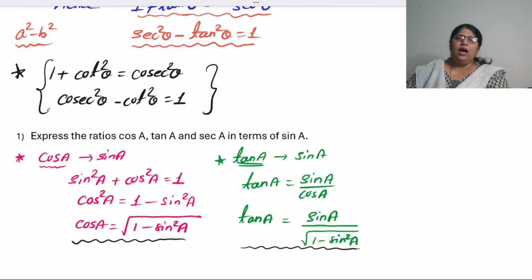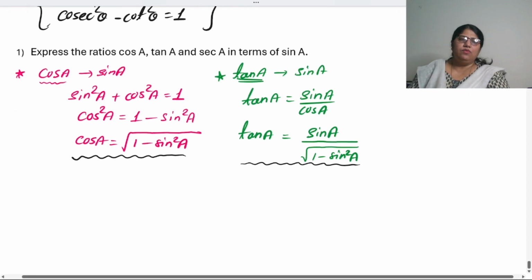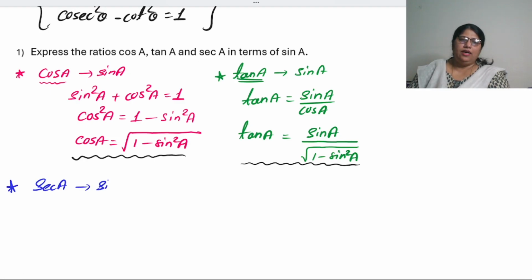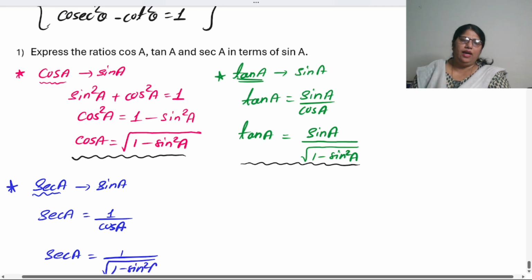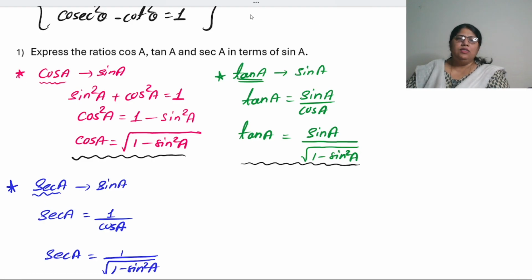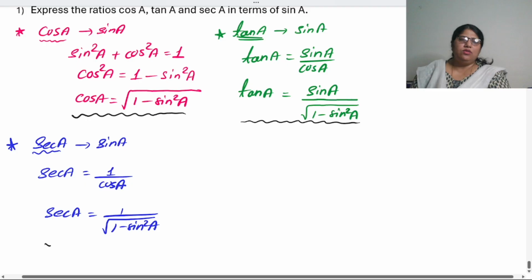Right? Now the third one, how are you going to write down sec A in terms of sin A? You know that you will start with sec A, which is the reciprocal of cos. So 1 by cos A, and we already have the value of cos A. So sec A is 1 by under root 1 minus sin square A. Now you can write down all these three trigonometric ratios in terms of sin A. So hope you understood this. This is one type of question.